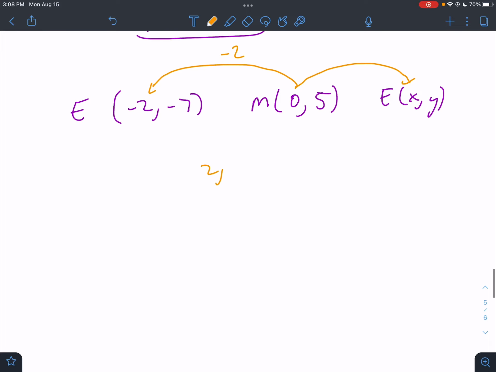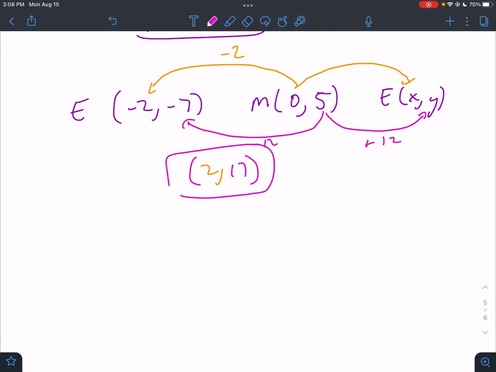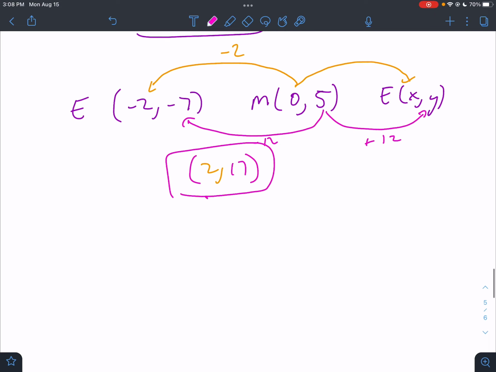I'm at the middle for the y values. I go backwards, 5 to -7. I've subtracted 12. So how do I go forwards? I've got to add 12. So 5 plus 12 lands me at 17. And we're done. We know that this has to be the other end.